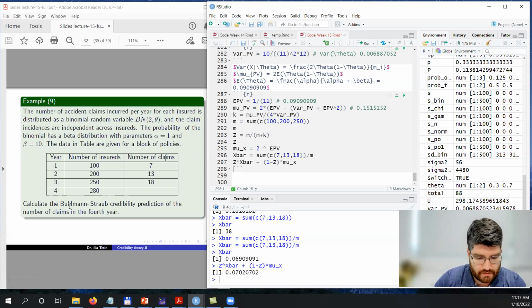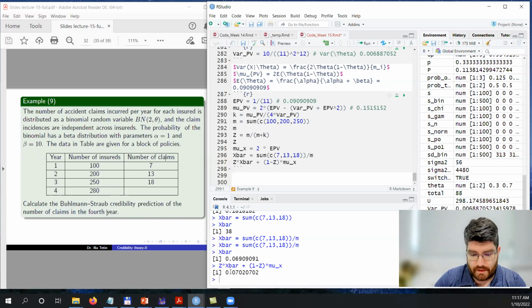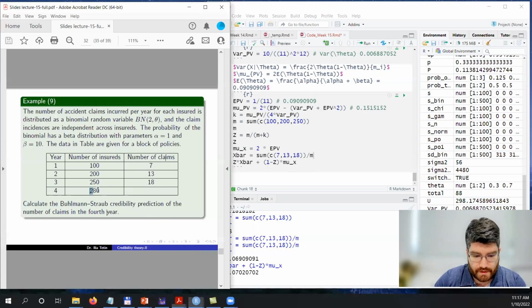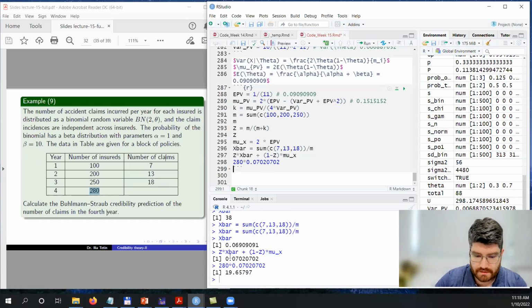Now we are answering the question: calculate the Bowman-Straub credibility prediction of the number of claims in the 4th year. So what will be the number of claims when we have this credibility factor, given that 280 times this value? Okay, and this is the predicted number of claims, 19.66.